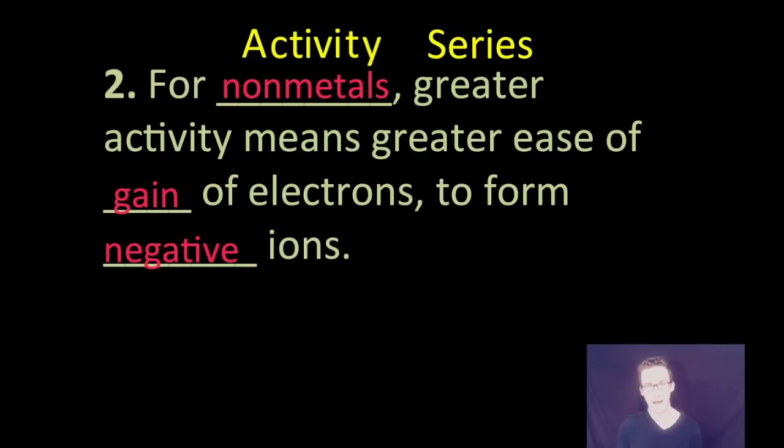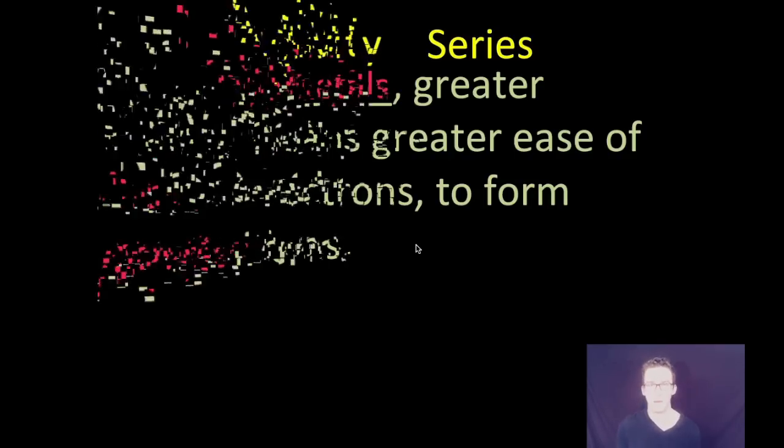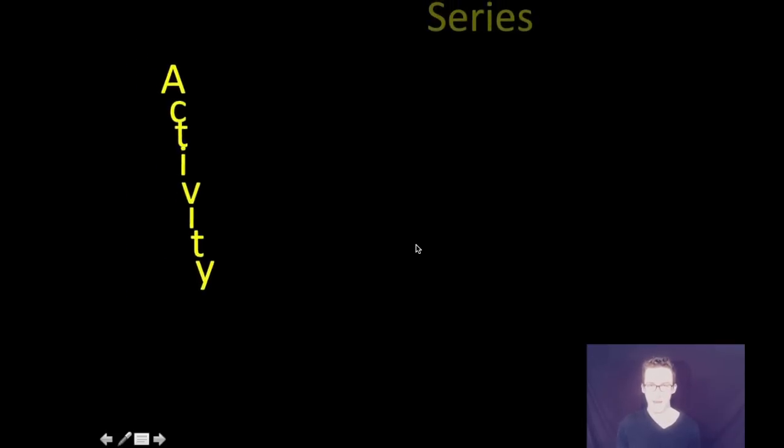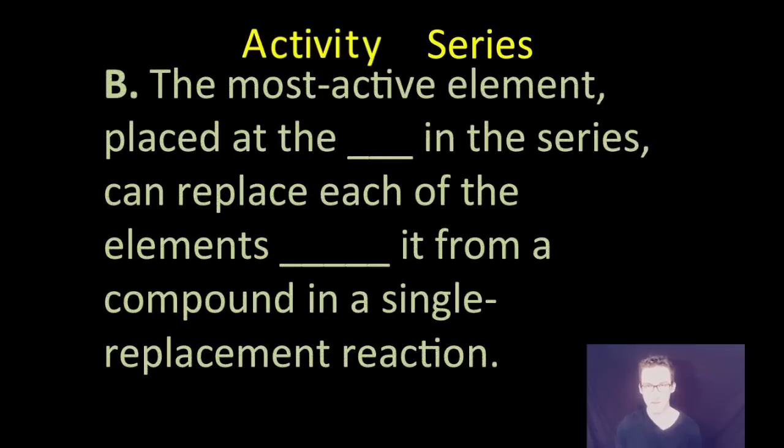So when you're provided a reaction and an activity series and you want to know how to use the activity series, the first thing is to determine, are you talking about a metal replacing another metal, or are you talking about a nonmetal replacing another nonmetal? Regardless of which activity series it is that you are using, it's important to recognize that the most active element will be placed at the top in the series, and that element that's at the top can replace each of the elements that's beneath it in a single replacement reaction.